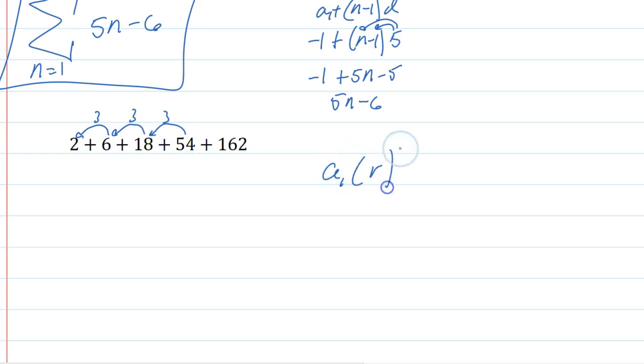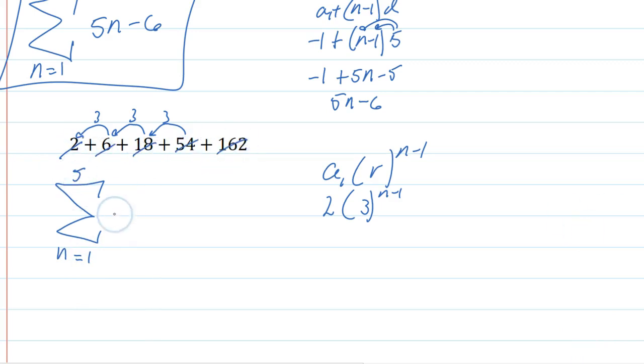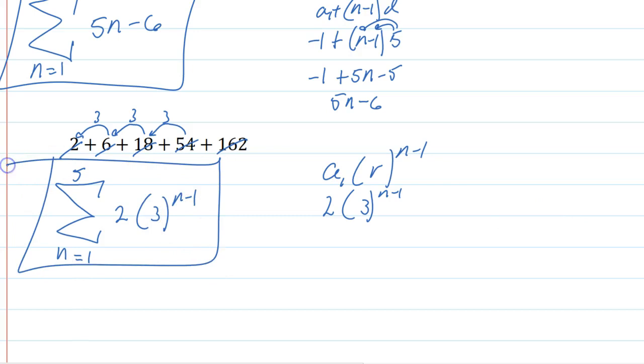A1 times r to the n minus 1. My first term is 2. My ratio is 3, to the n minus 1. So I have a summation from n equals 1 to 5 terms, 1, 2, 3, 4, 5, of 2 times 3 to the n minus 1. Just that simple.